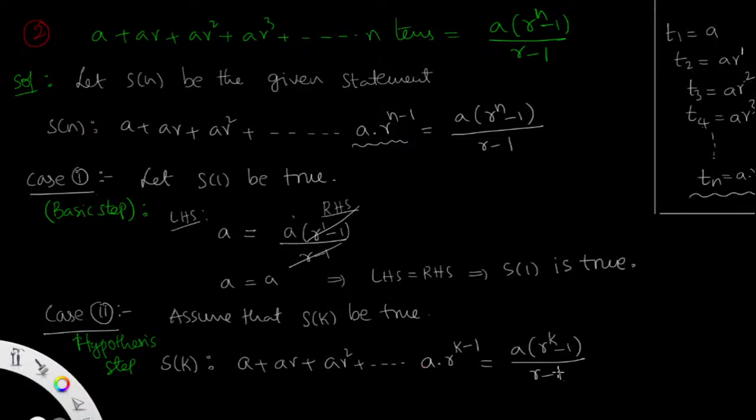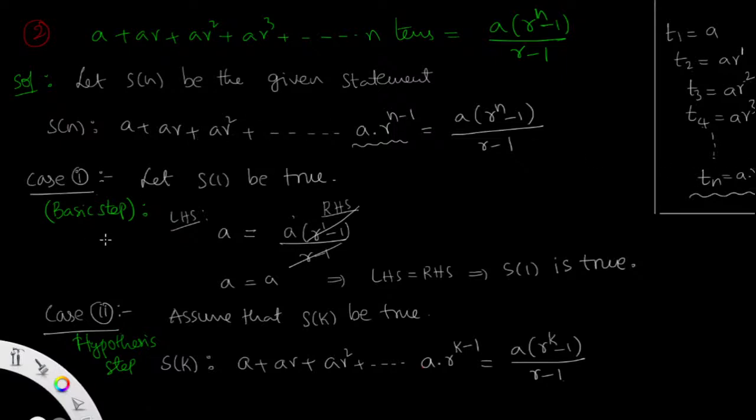S of k is equal to a plus ar square, and so on, up to a into r power k minus 1, that is, in the place of n we replace n by k, equal to a into r power k minus 1 by r minus 1. So that is the basic step. First, whatever the statement is given, first find out the nth term. The first term is a, the second term is a into r power 1, T3 is ar square, T4 is ar cube. Then we can generalize that Tn equals a into r power n minus 1.